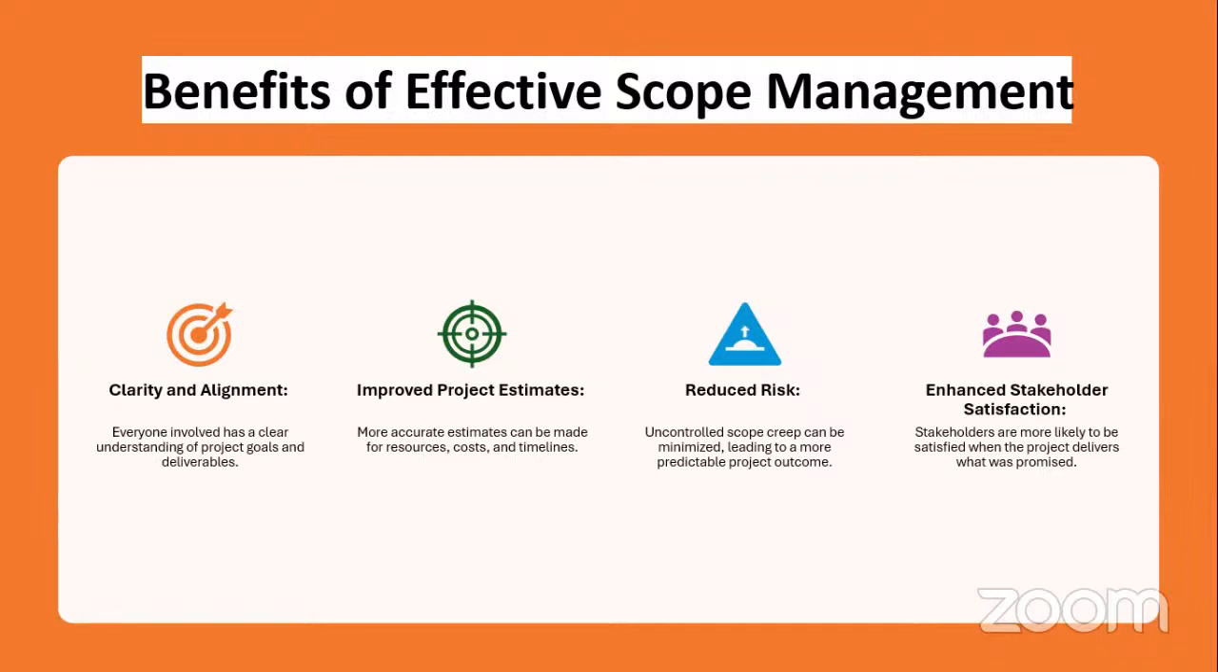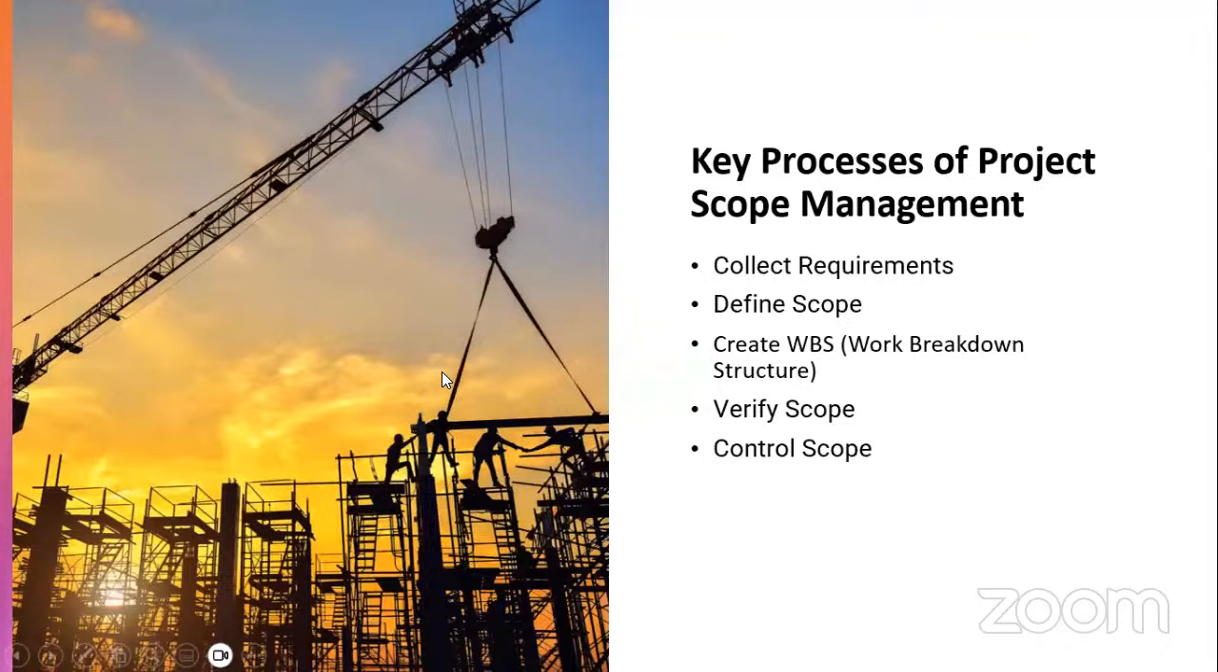Then there is also reduced risk. With a well-defined scope, it's easier for you to know what risk is involved in each of the tasks defined. With the scope, it's easier for you to know where the risks reside. Then it also ensures enhanced stakeholder satisfaction. This is so because by the time the stakeholder knows what is happening and what is going to happen, the person will be rest assured that his or her work will get the required result.